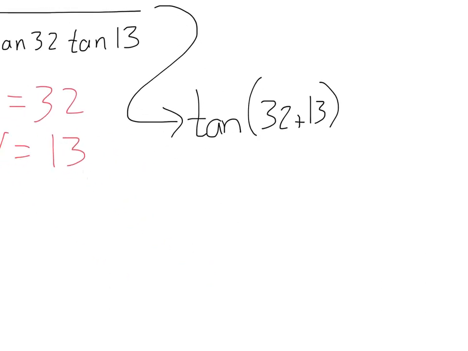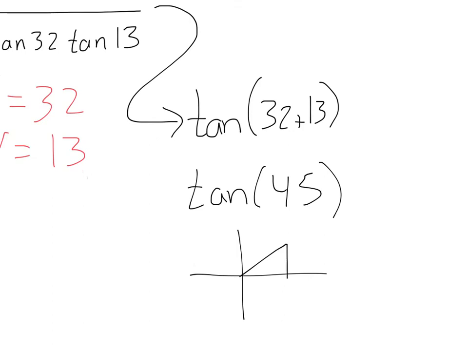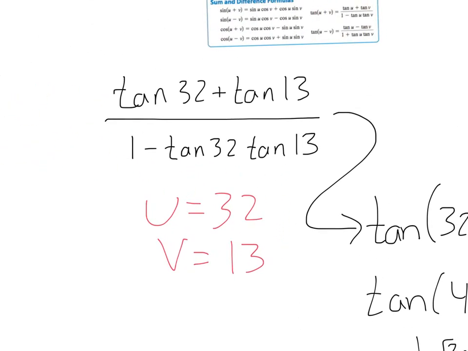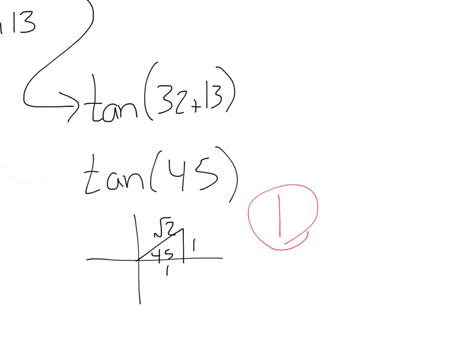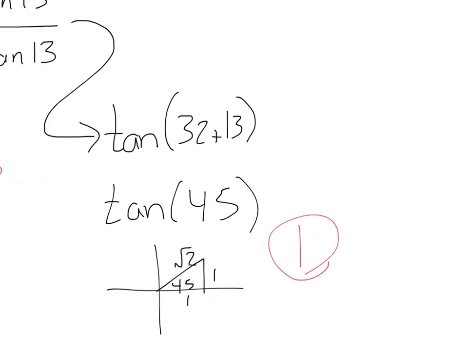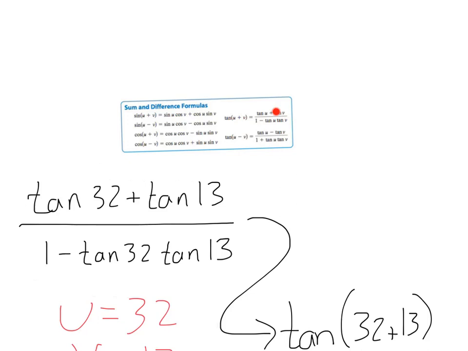If I simplify that out, 32 plus 13, well, that's going to give me tangent of 45, and I can make a 45, 45, 90 triangle, 1, 1, root 2, and the tangent is going to be opposite over adjacent, or 1. So this whole thing here, simplified, gives you an answer of 1. Keep that in mind when doing some of your homework. You're going to have to go from the right side backwards to the simpler form.